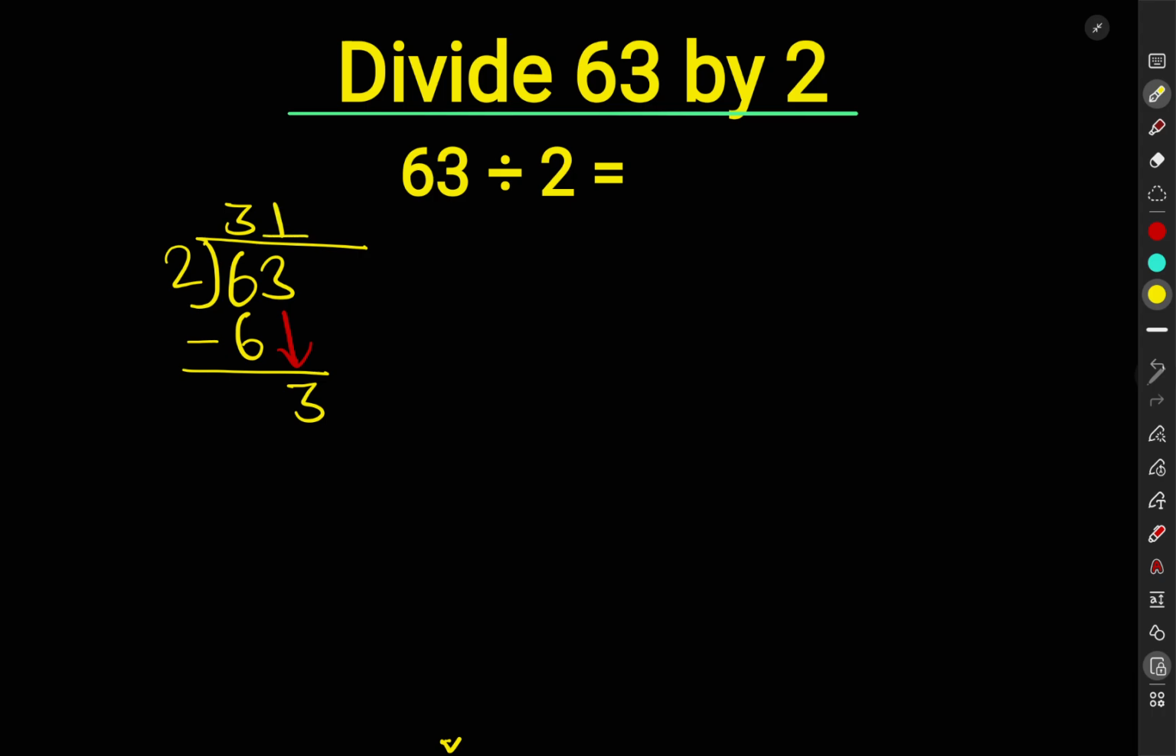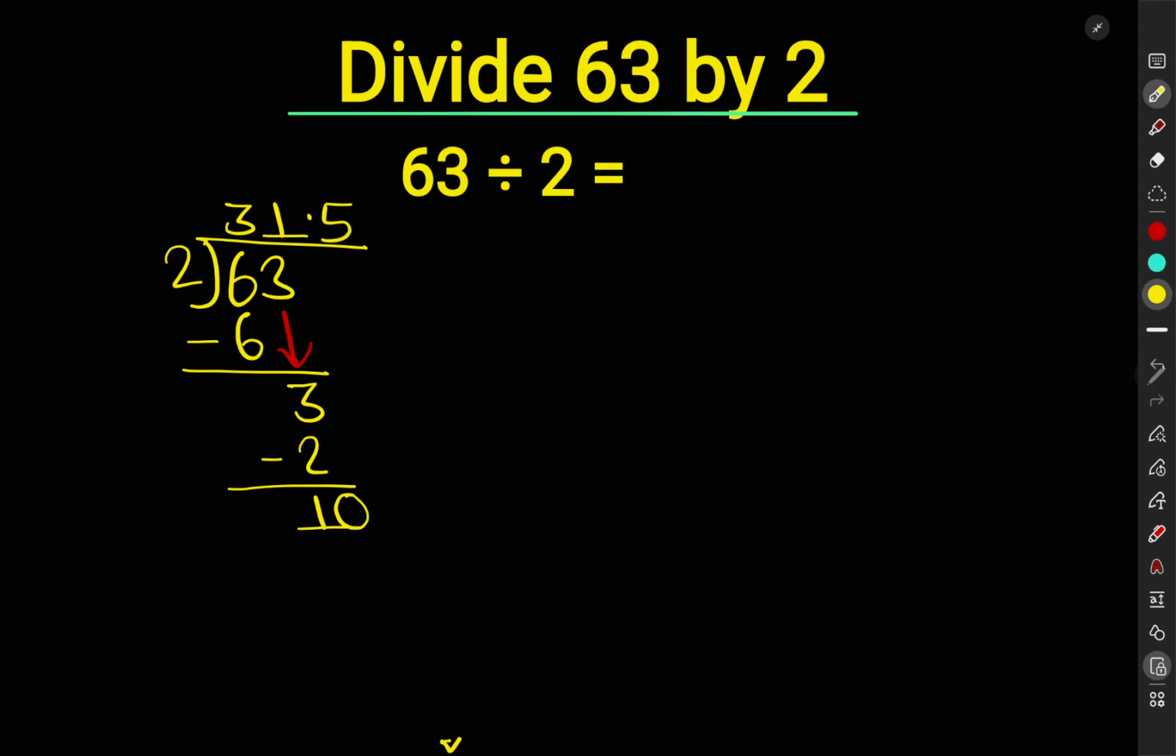So 2 times 1 means 2. On subtracting we get 1. So again this 1 is less than 2 and there is no other number beside. So we put here a decimal so that we can take here 0. So now it becomes 10.